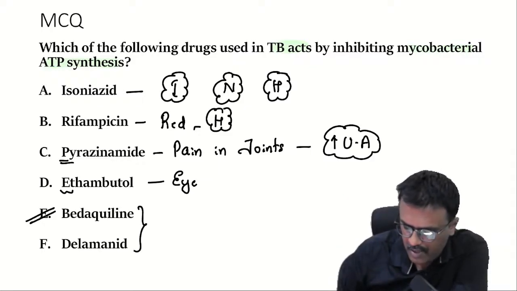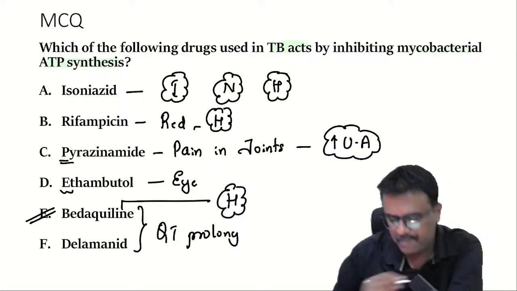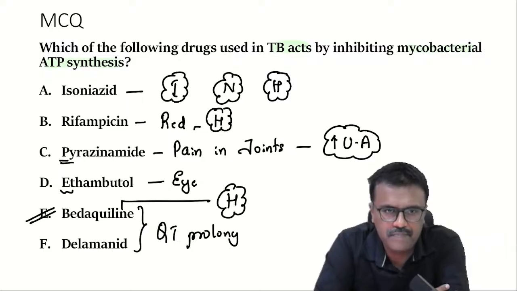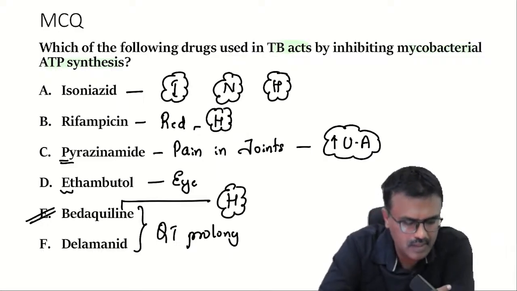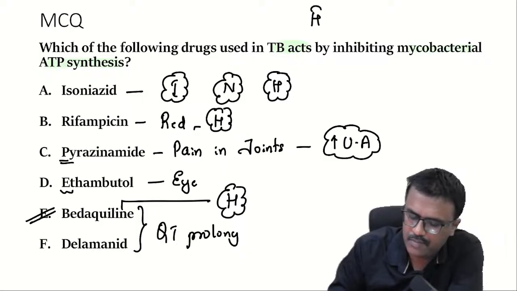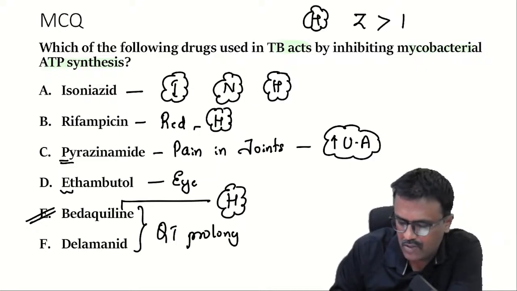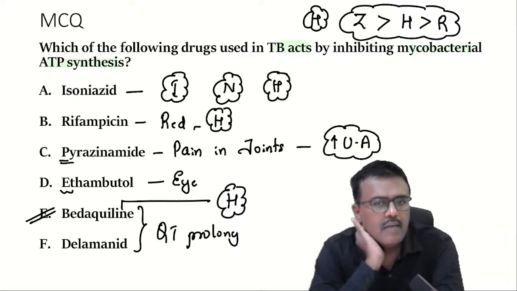Bedaquiline and delamanid, I have told you, they cause QT prolongation, that is being tested. And bedaquiline is also a hepatotoxic drug. So these are the things which they keep on testing you in the exam. So isoniazid, rifampicin, pyrazinamide, ethambutol, bedaquiline, delamanid. If you want the most hepatotoxic drug is Z. Then we have isoniazid, that is H. Then the least will be R. So the most is pyrazinamide.